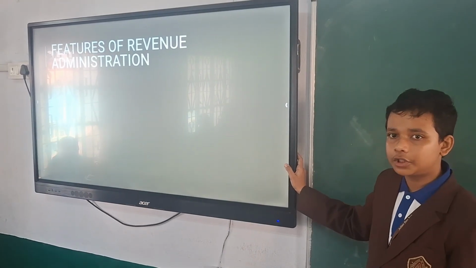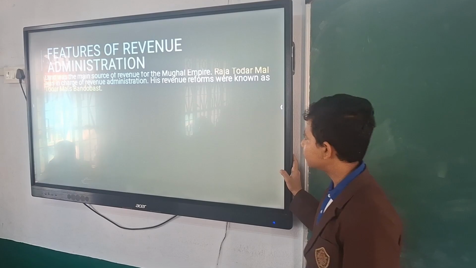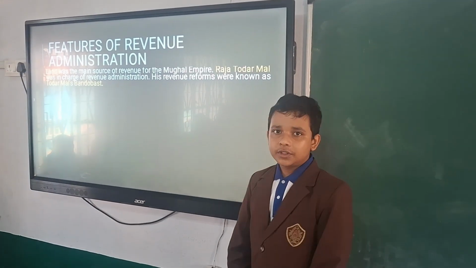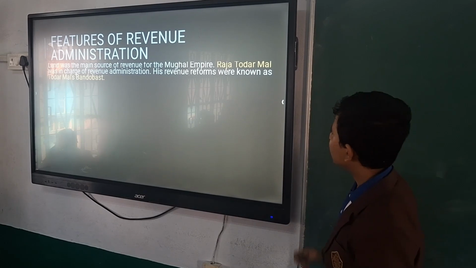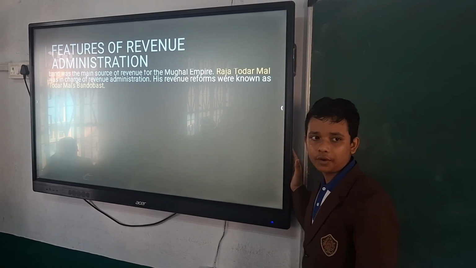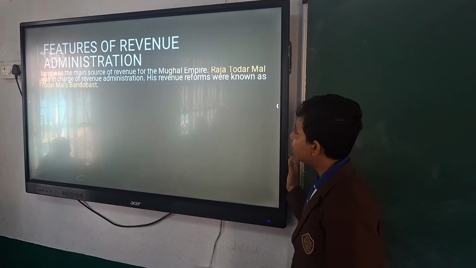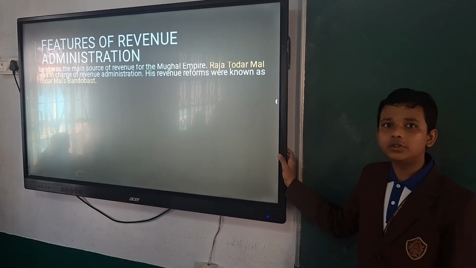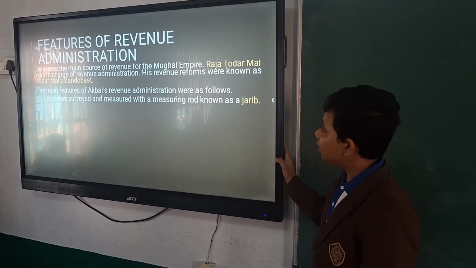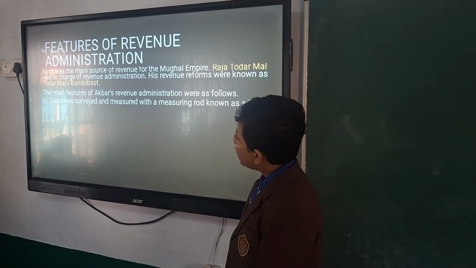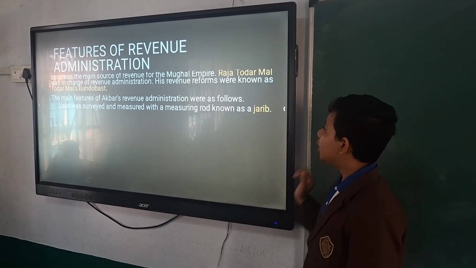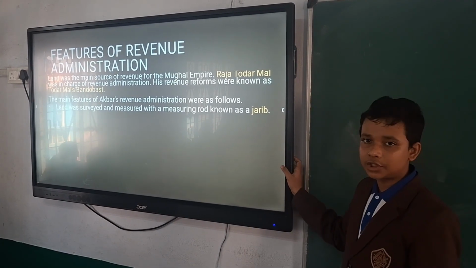Now, let us learn about the features of revenue administration. Land was the main source of income of the Mughal Empire. Raja Todarmal was in charge of the revenue administration. His revenue reforms were known as Todarmal's wonders. The main features of Akbar's revenue administration were: land was surveyed and measured using a measuring rod known as a jari.